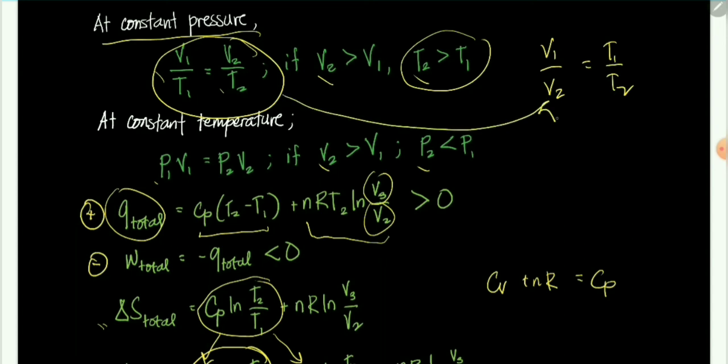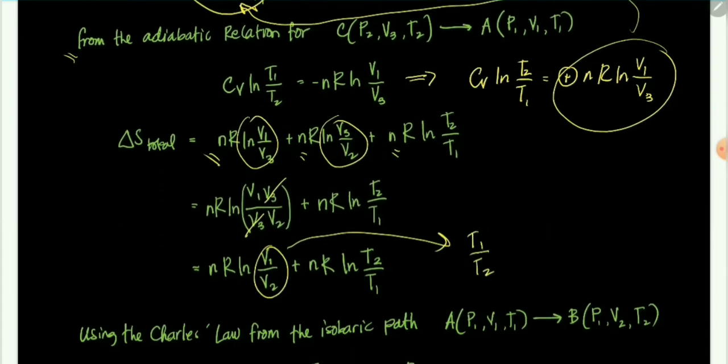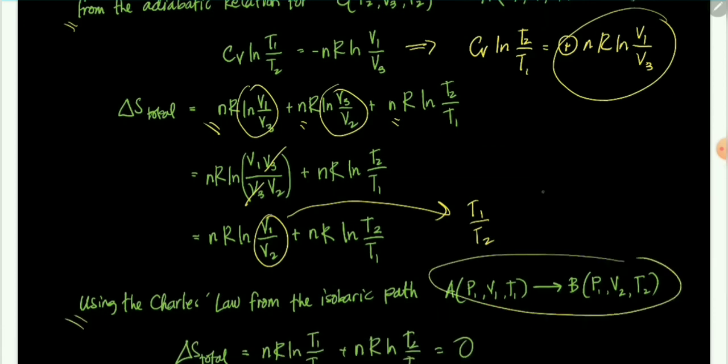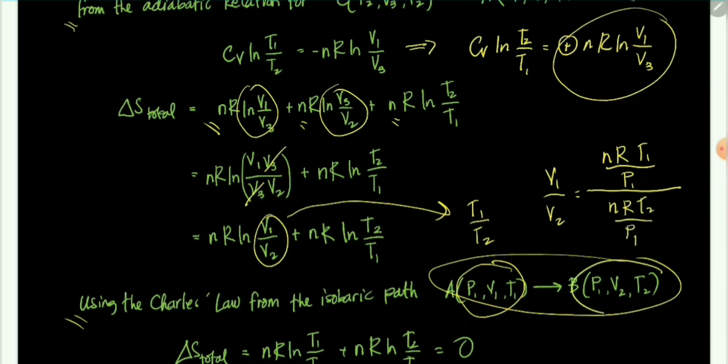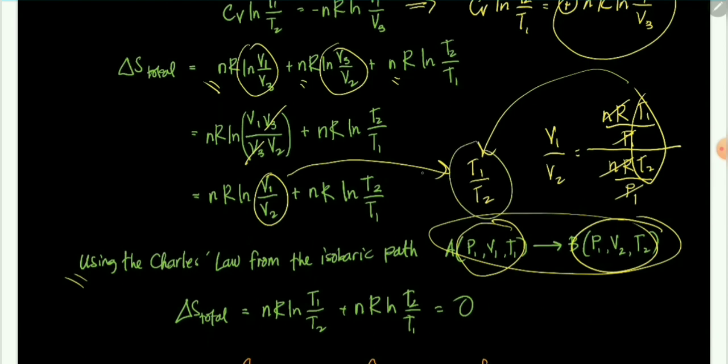If you derive this, you will arrive at this relationship. So we can substitute T1 over T2 in this expression. Or you can substitute V1 over V2: V1 is nR T1 over P1, and V2 is nR T2 over P1, for the isobaric step. The P1 and nR cancel, leaving T1 over T2, so this is the same. Now we can substitute T1 over T2 here. Delta S total is nR ln T1 over T2 plus nR ln T2 over T1. So the delta S total is 0. For the cycle, the net entropy change is 0.